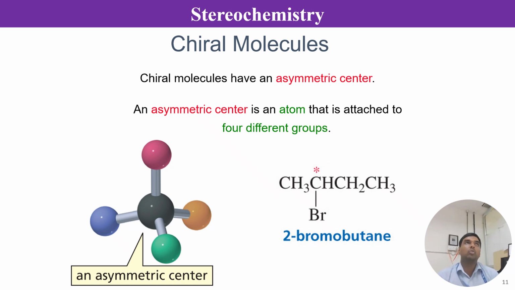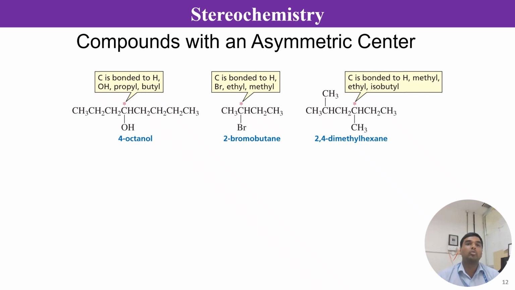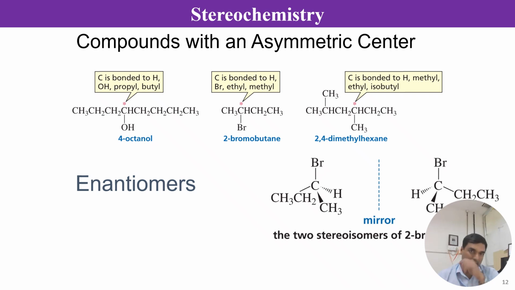For a molecule to be chiral, a carbon should be attached to four different groups. For example, 2-bromobutane has methyl, bromine, hydrogen and ethyl groups. So this molecule is asymmetric and does not have any plane of symmetry. Compounds with an asymmetric center, such as 4-octanol, 2-bromobutane, and 2,4-dimethylhexane, are optically active.